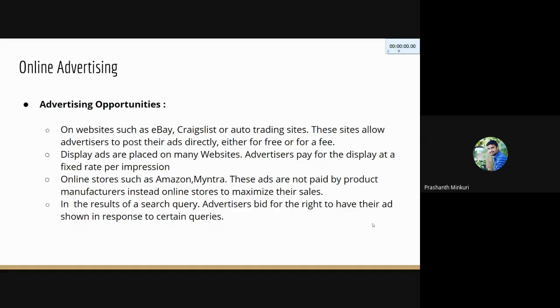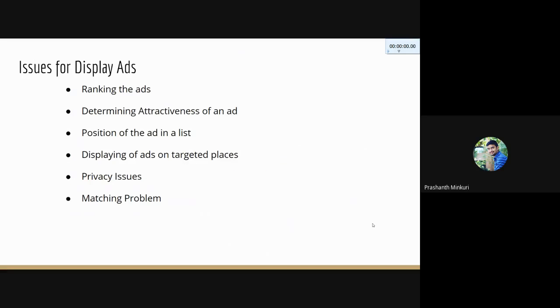So the next slide covers the issues involved in displaying the ads. The first one is the ranking of the ads. This has become problematic as there's nothing to say which ads are more important. So one strategy is most recent first. The advertisers who come first, their ads are shown first, and the second strategy is measuring the attractiveness of the ad. This is determined by the ad which received the most number of clicks.